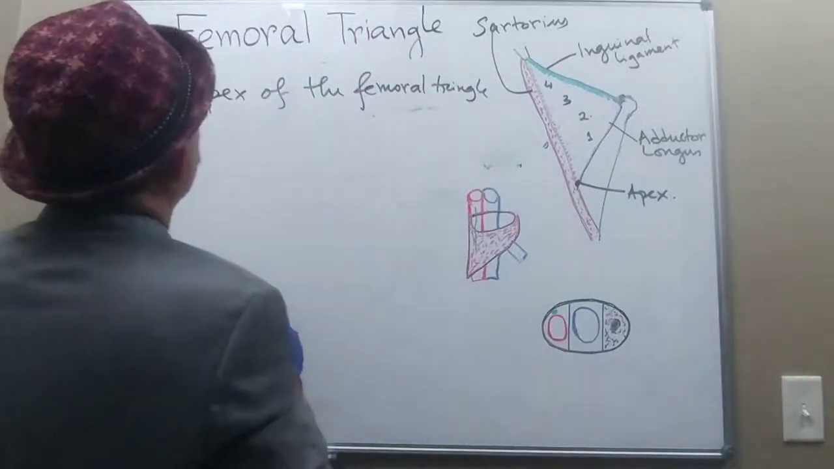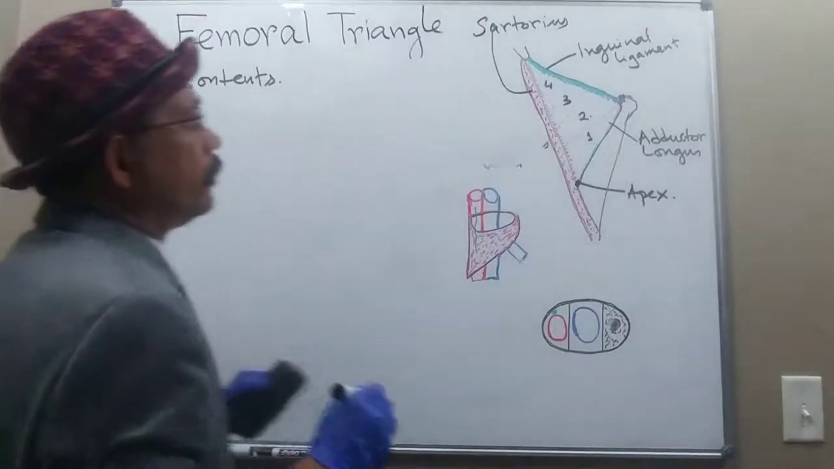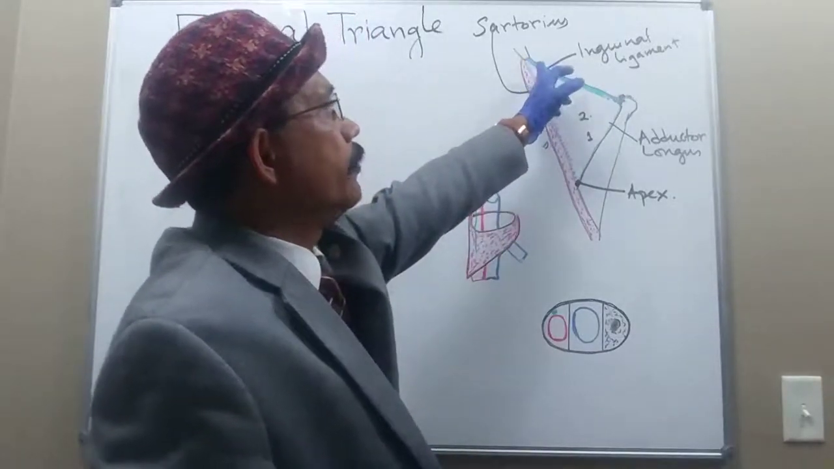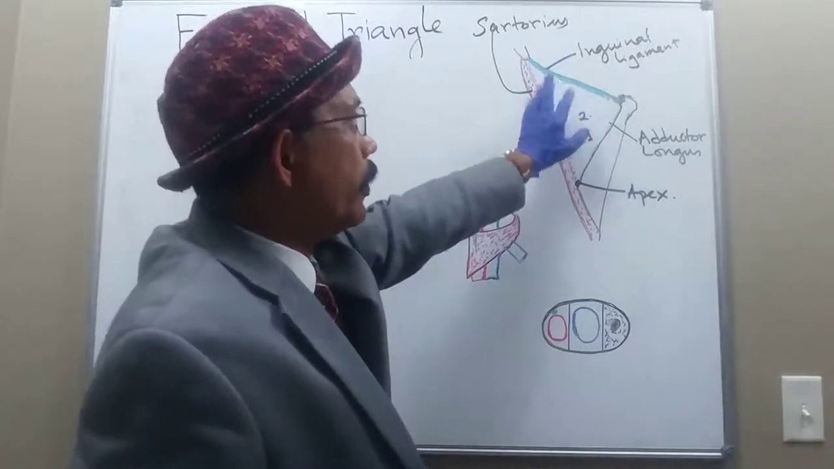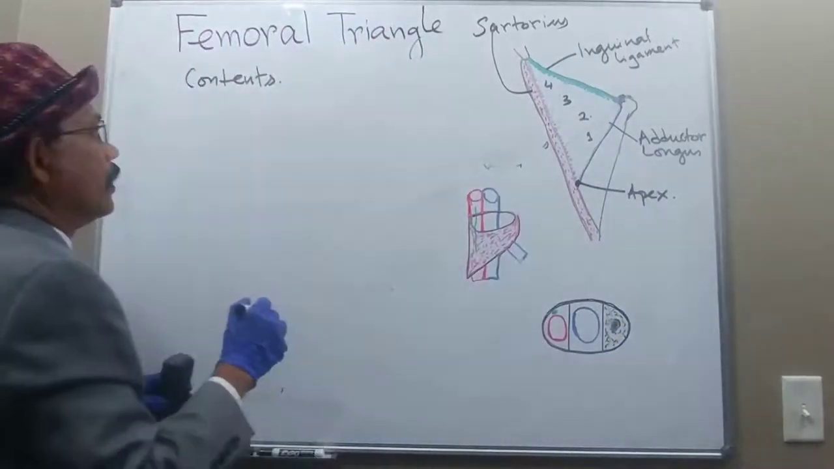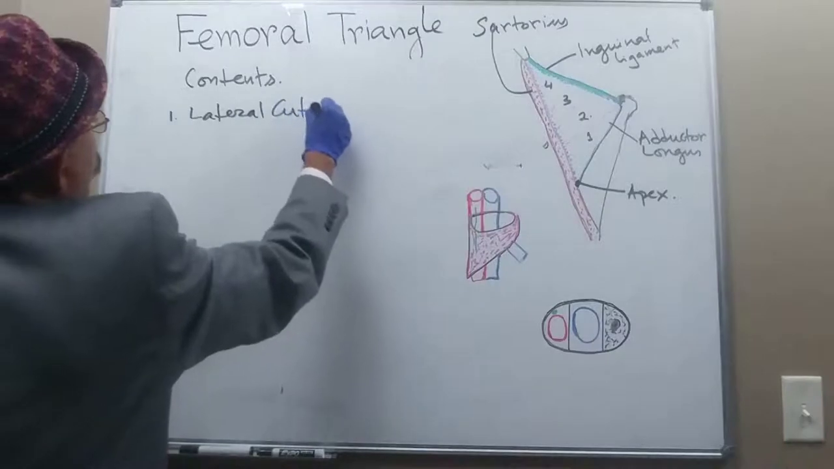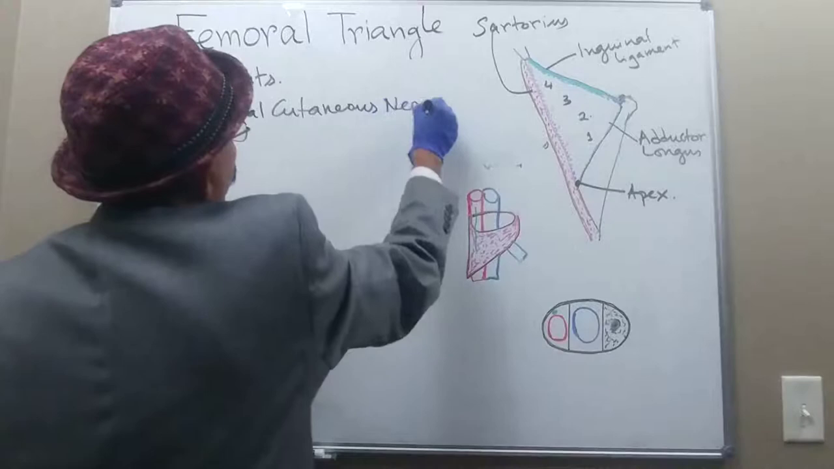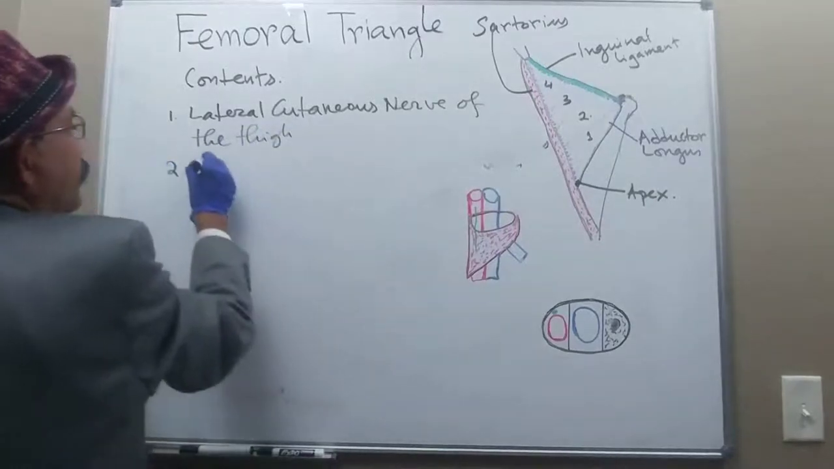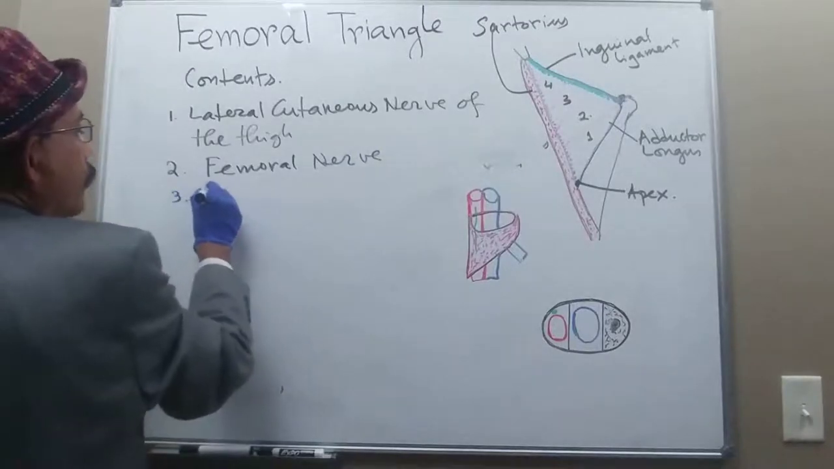Now we go to the contents of the femoral triangle. These contents are present underneath the inguinal ligament, going to the femoral triangle. This entire part is the femoral triangle. So from lateral to medial, we'll go through that. The lateral cutaneous nerve of the thigh. Then we'll get the femoral nerve. We get the contents of the femoral sheath.